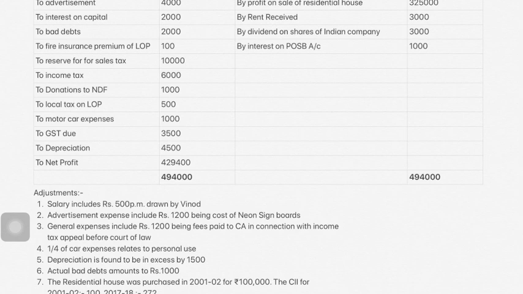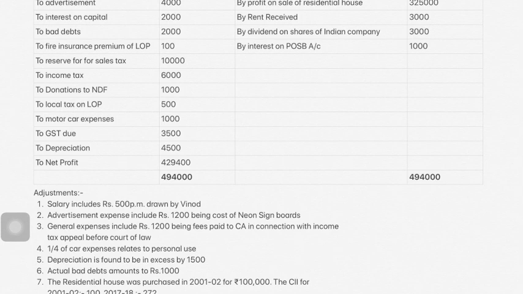So when it is of capital nature, you cannot show it in your P&L account. So this 1200 from advertisement you have to take out. Correct? So again this 1200 you have to add back.